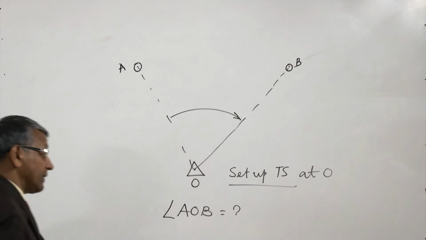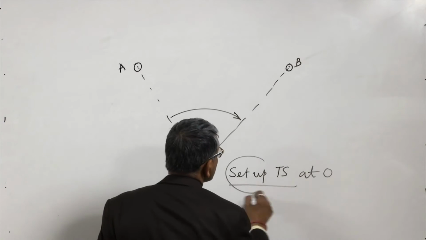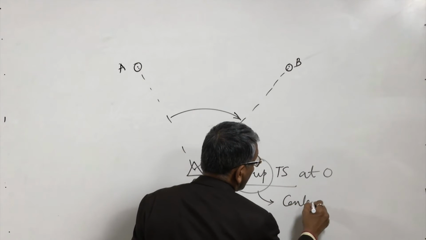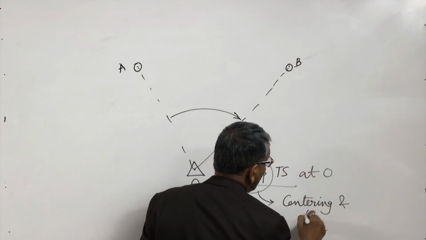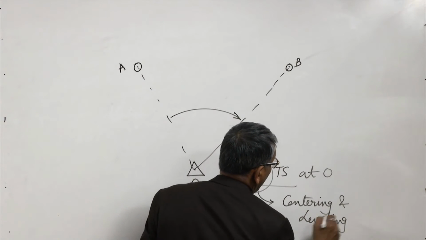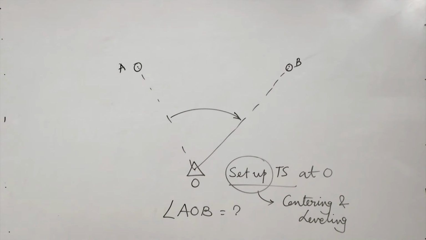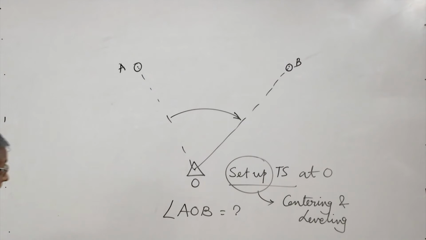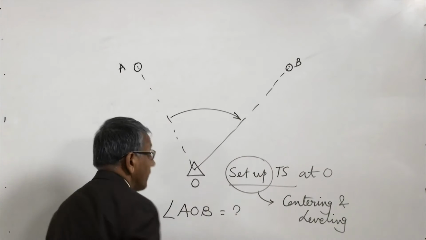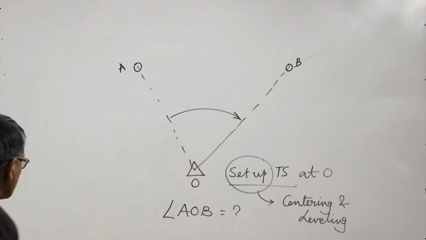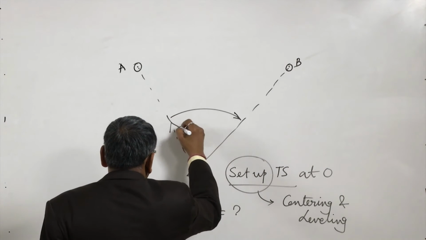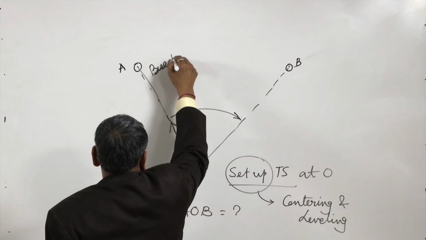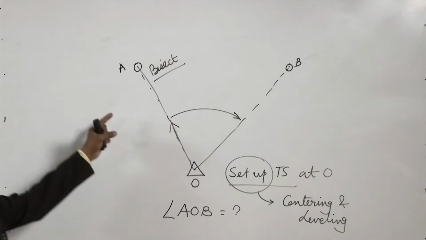So first we have to set up the total station at O, and the setup includes centering and leveling of the instrument, which has to be done perfectly on location O. Then we will first bisect the object A from O.